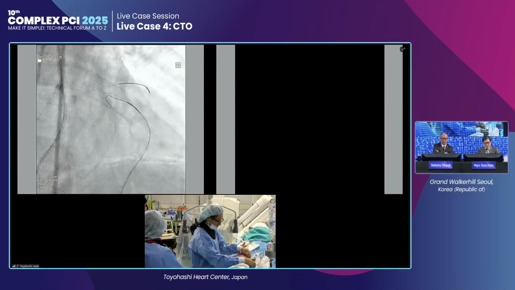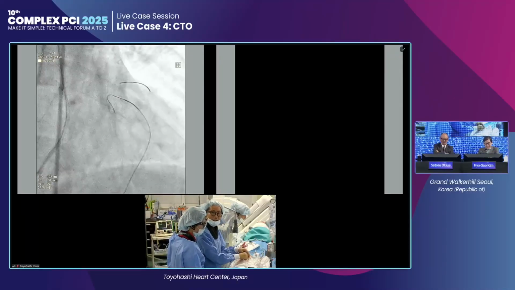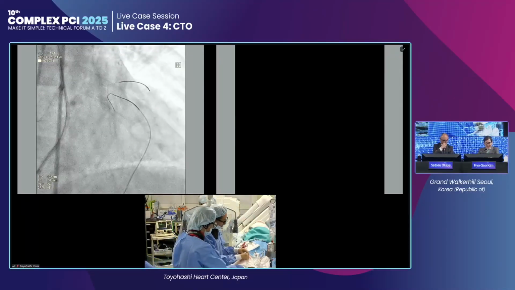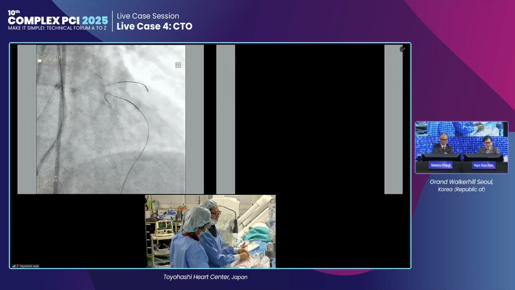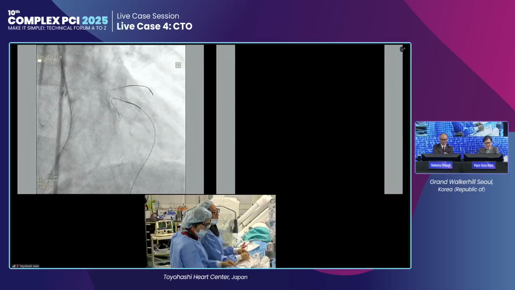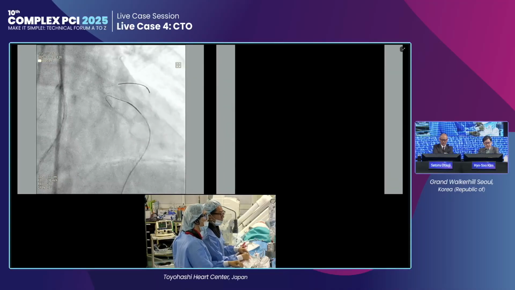How long did it take? It's about 1 hour. 1 hour 15 minutes, surfing for about 5 septal channels. Finally, you succeeded in finding the right way toward the mid-LAD.